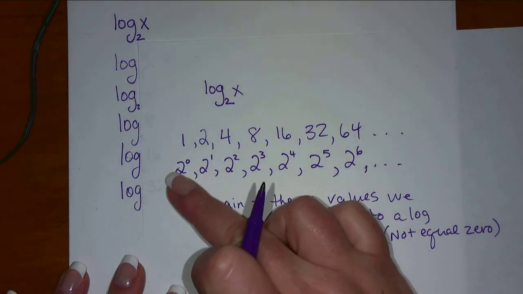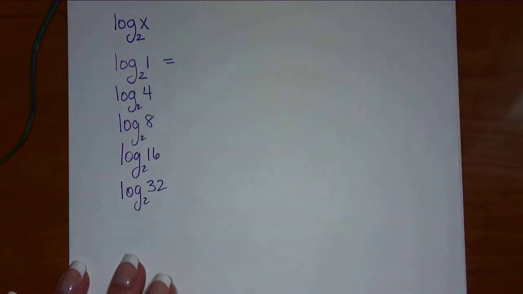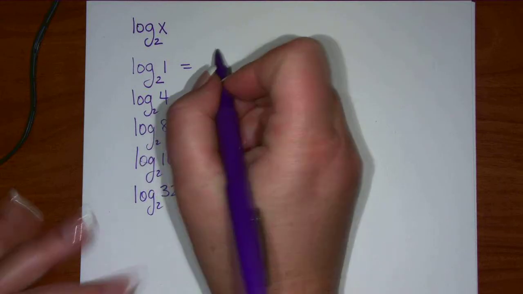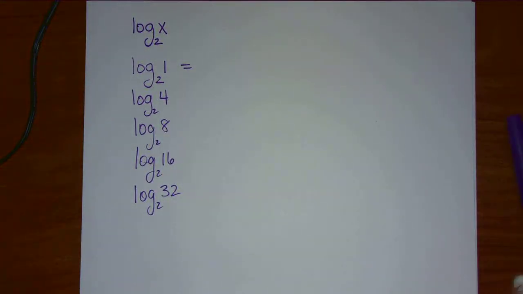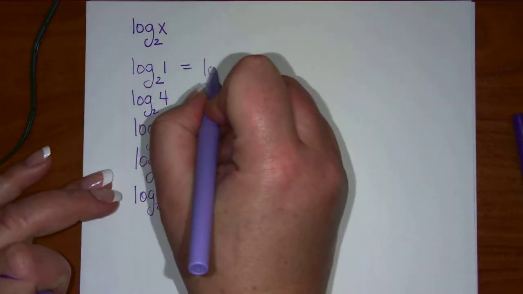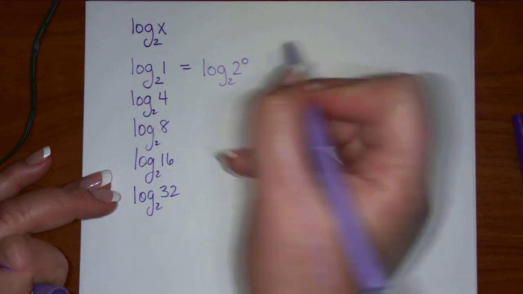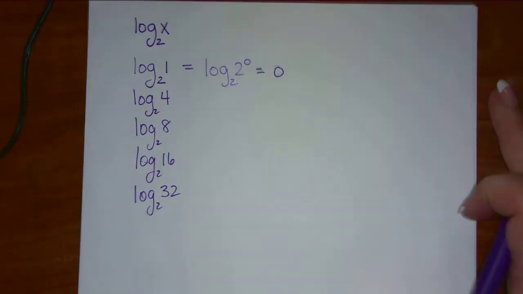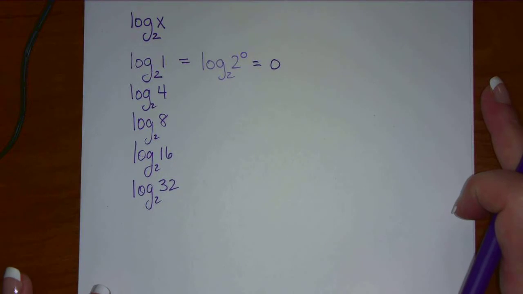So what's log of 1? 0. That's because I usually write down this second part, but this is 2 to the 0. Kind of the same color. There we go. So that's equal to 0. Any log of 1 equals 0. That's just because that would be the 0 power.